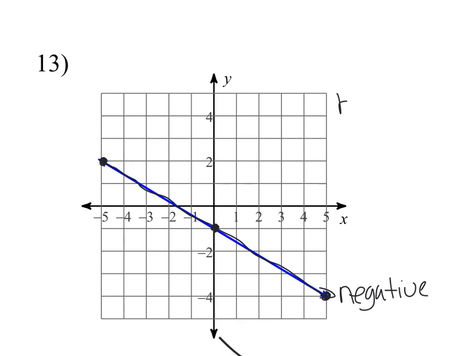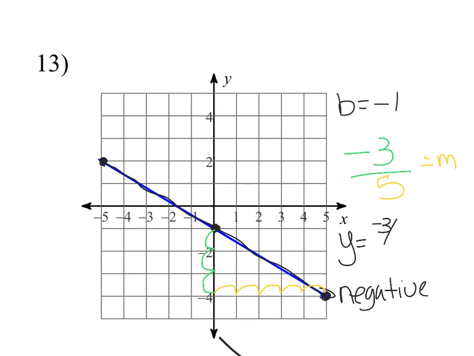All right, so first off, my y-intercept here is -1. And then if I follow my slope, I'm going 1, 2, 3. So I went down 3. And then for my x, I went to the right, positive 1, 2, 3, 4, 5. So that's my slope, -3/5. So my equation would be y equals -3/5 x, and my y-intercept's -1. Okay. All right.